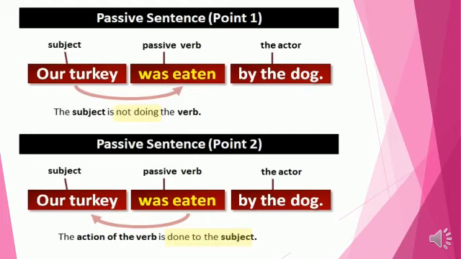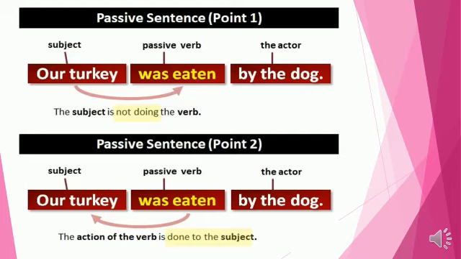So, it will be the dog eats or ate. How can we know? We can go to the verb to be, was, in the past. So the main tense of the verb of the sentence was in the past. So the dog ate our turkey. The dog ate our turkey.